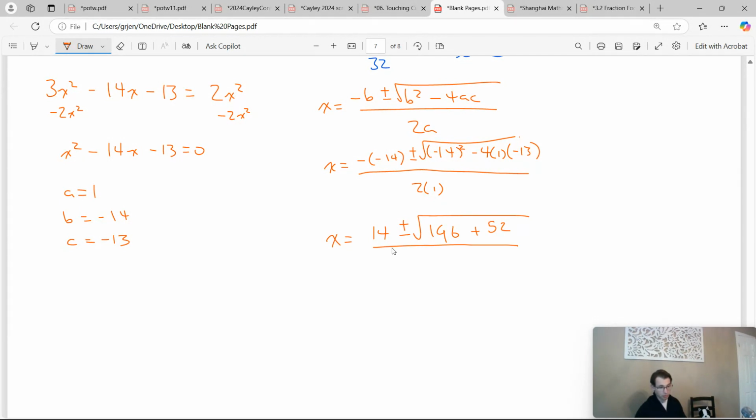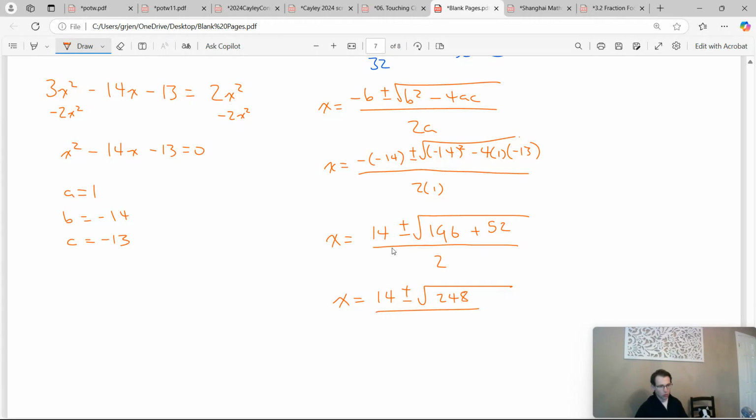Learn your times tables, people. Times tables haven't changed since you were in the years that they taught them to you. So maybe learn them.